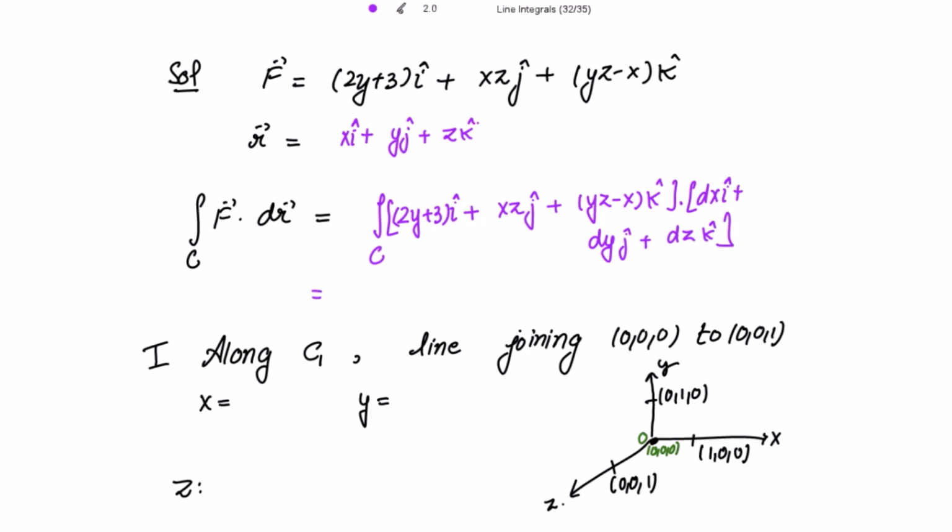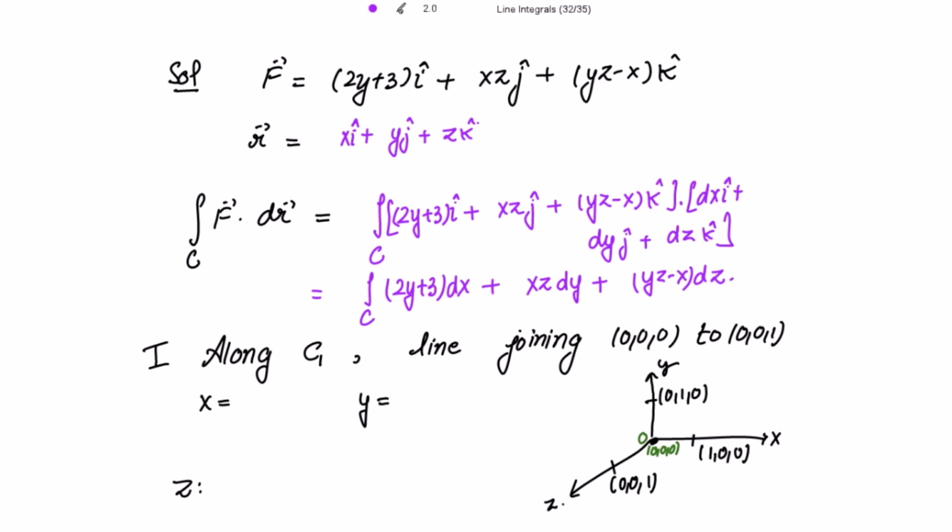Taking the dot product, we know that i dot i is 1, and i dot j and i dot k are 0. Similarly for j and k also. So this dot product becomes the integral of (2y plus 3) dx plus xz dy plus (yz minus x) dz.